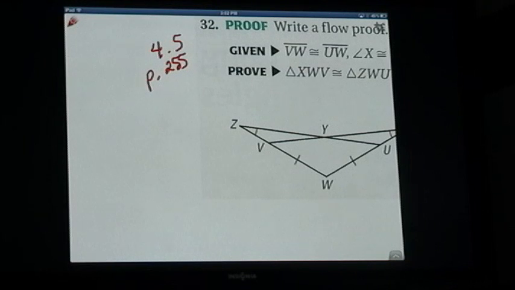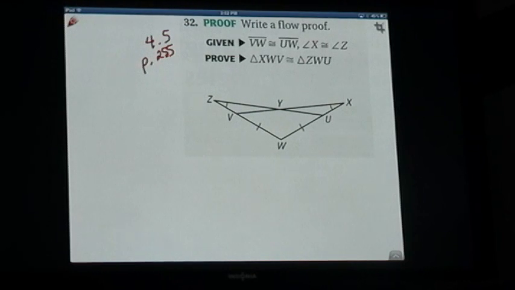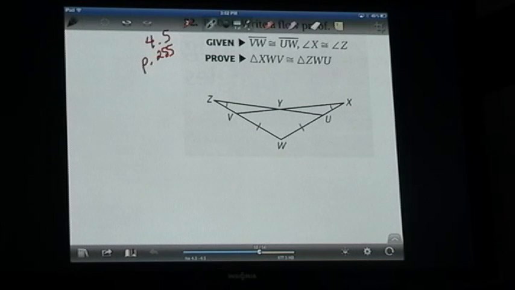Because we really haven't dealt with that. If you want to write it as a flow proof, that might cause me some confusion when I go to look at it, but that's how I've got the answer written. And since we haven't really covered flow proofs, we'll just write it as a 2-column proof.